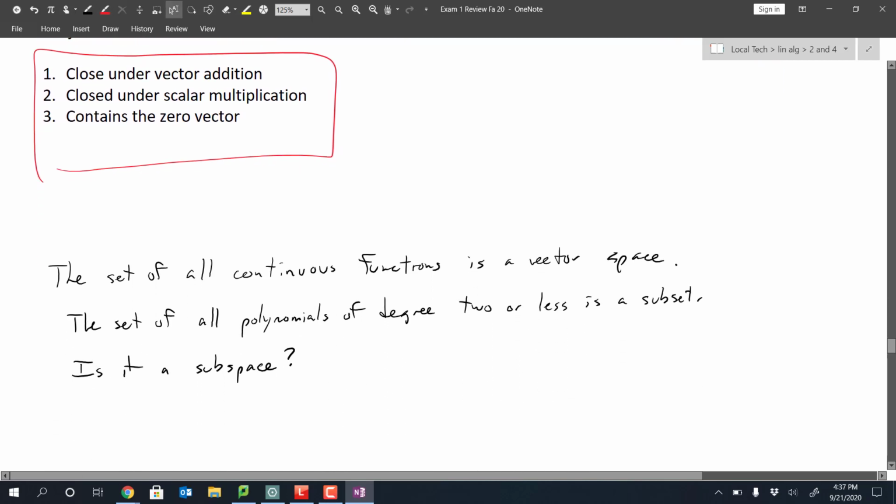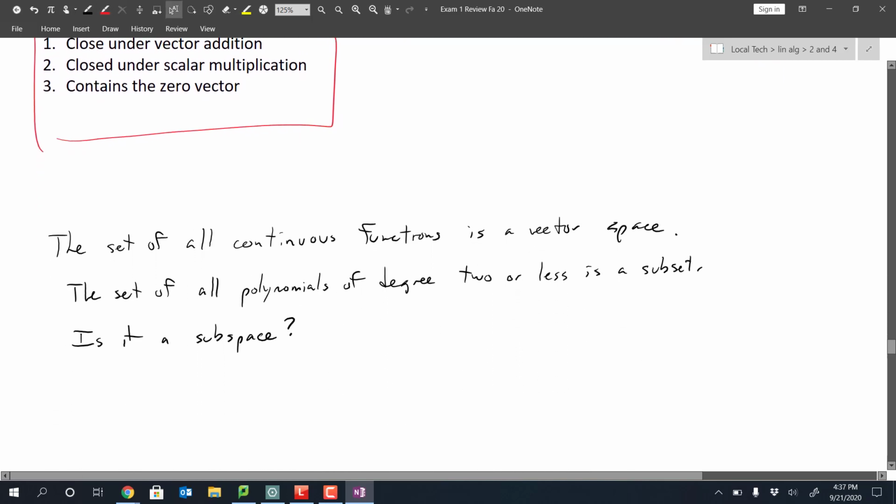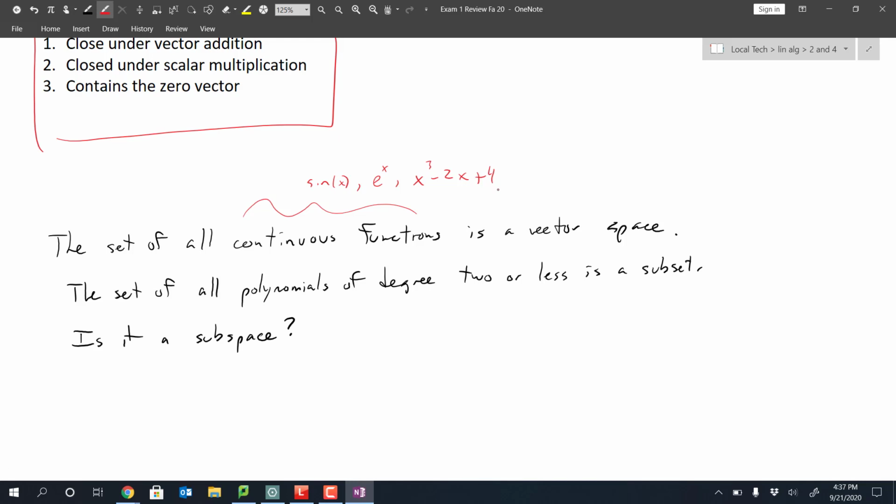The set of all continuous functions is a vector space. What are continuous functions? Well, sine of x is a continuous function. e to the x is a continuous function. x cubed minus 2x plus 4 is a continuous function. We have all these functions, they're all continuous functions, and if I look at the set of all possible continuous functions, they actually form a vector space. You don't have to show that, I am telling you that.